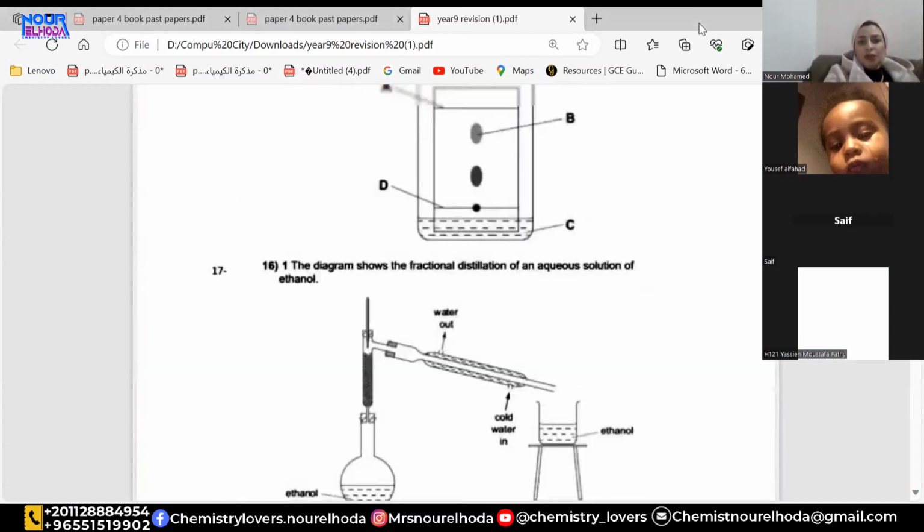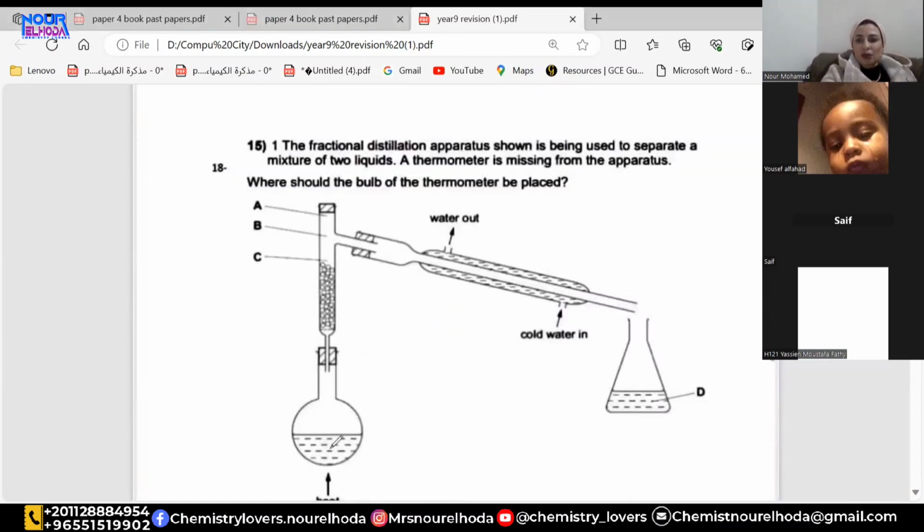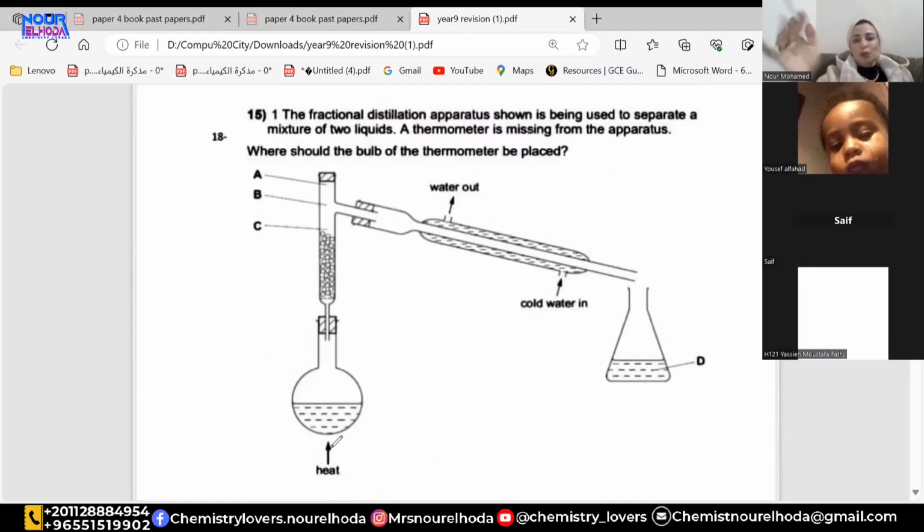Okay? Right, what about this? As I said here, if I'm going to do distillation, which one is going to have the lower boiling point? Ethanol is going to have the lower boiling point, because ethanol evaporates at 78 and water at 100. So for sure ethanol is A. I didn't open the chat. I will finish, and once I'm done, I will open the chat and answer all your questions, okay?